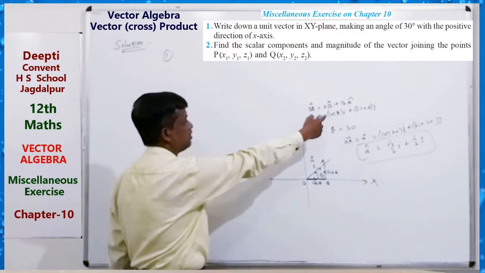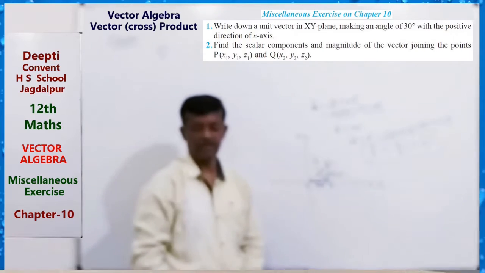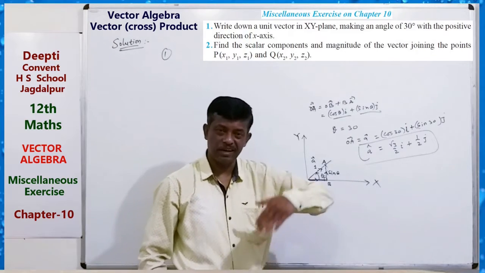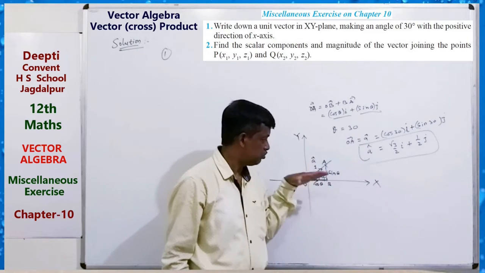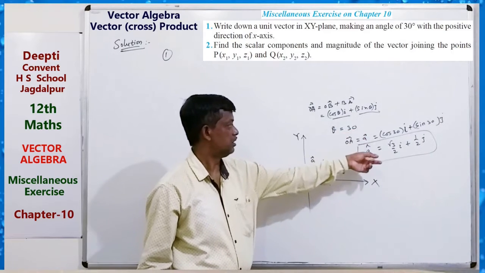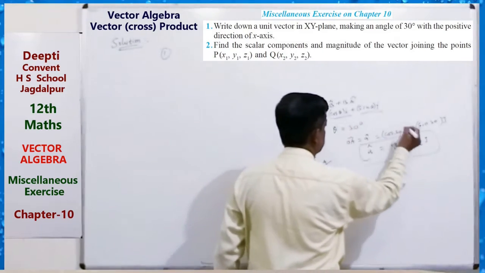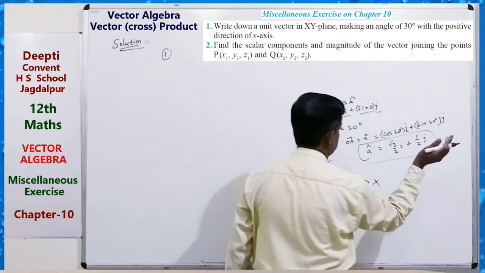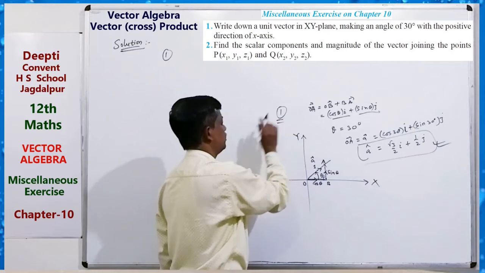A unit vector can be written like this: cos theta I plus sin theta J, where theta is the angle which the vector makes with the positive direction of the x-axis. Here theta equals 30 degrees. Then this is the unit vector. Question 1. Clear?